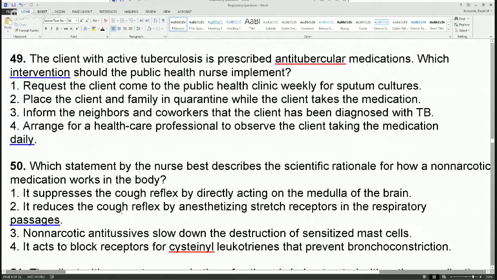Yay! All right, Christy. Client with active TB is prescribed antitubercular meds. Which intervention should the public health nurse implement? 4. It is 4. Communicable disease, detriment to the community, therefore the client is mandated to take the medications and will be observed daily for the duration of the regimen, which can be up to a year. They, of course, cannot drink alcohol.